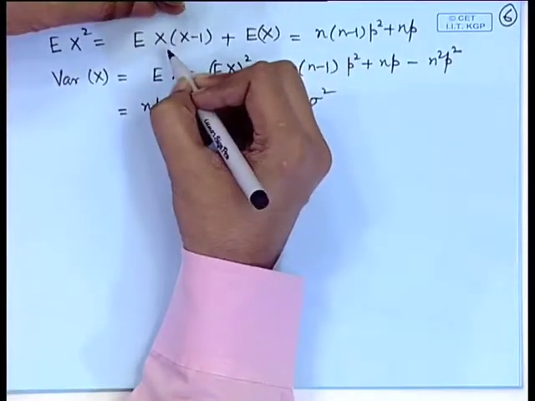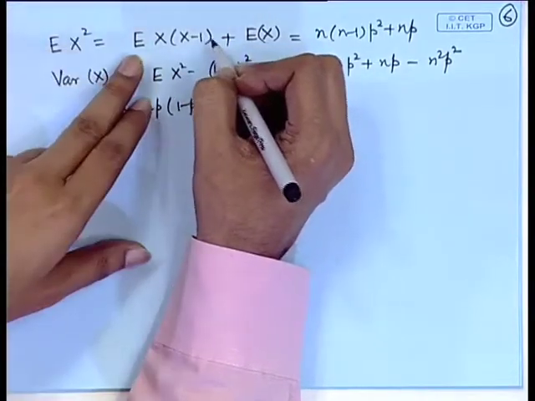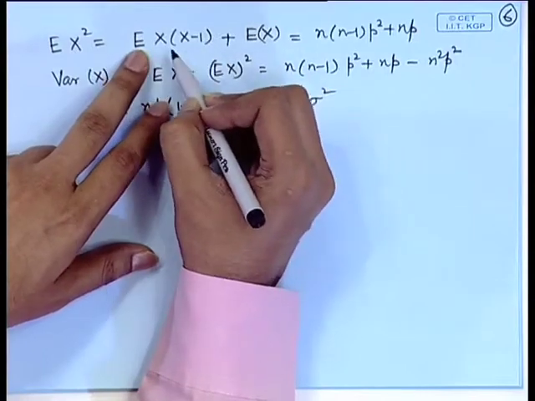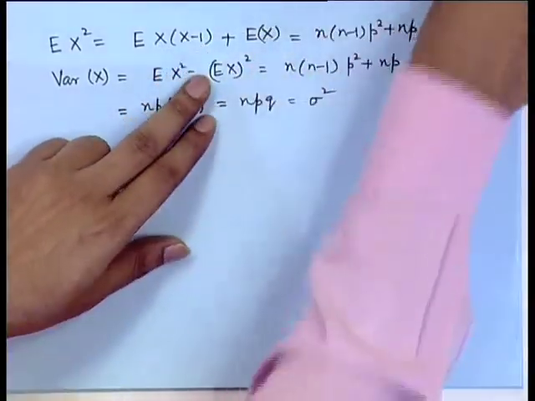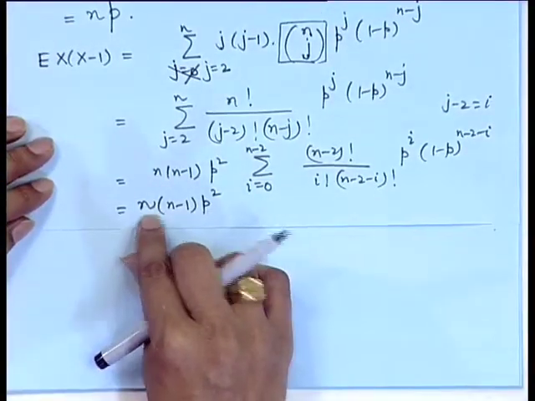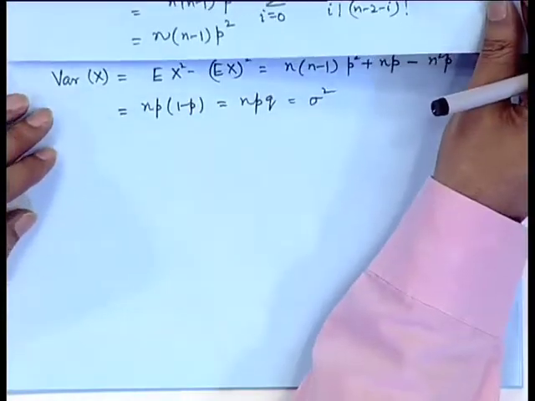Now, mu 3 prime, expectation of x cube, will require the third factorial moment. We can follow similar calculations. The third factorial moment, that is expectation of x into x minus 1 into x minus 2, if we follow the same logic, will come out to be n into n minus 1 into n minus 2 p cube. Also, if we look at the measure of kurtosis, it will require mu 4. Now, mu 4 will require mu 4 prime, and mu 4 prime will require the fourth factorial moment, which will be equal to n into n minus 1 into n minus 2 into n minus 3 p to the power 4.